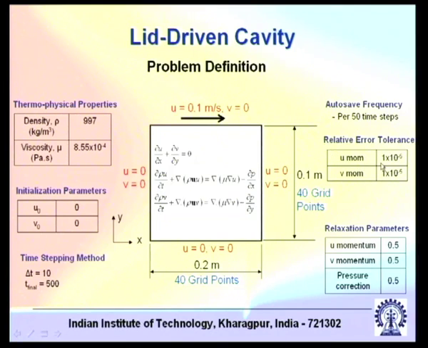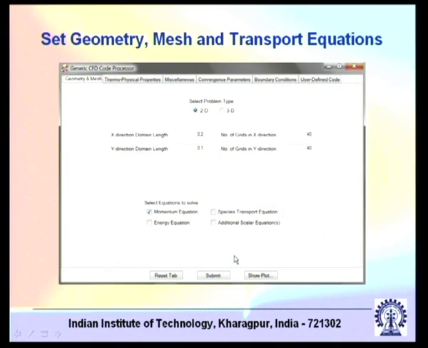Relative error tolerance, x momentum and y momentum, that is u and v momentum, you set as 10 to the power minus 5. These are just some examples, you may make it more strict or more relaxed depending on your requirement. Some relaxation parameters you can put, we have already discussed in the context of the Navier-Stokes equation what relaxation factors are and why you need them to control the convergence. So these are some examples, and in this particular example you take 40 grid points along x and y.